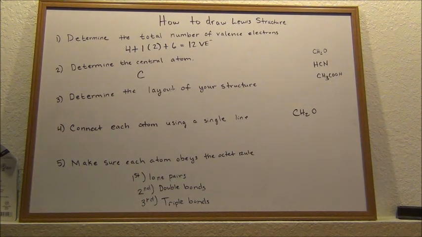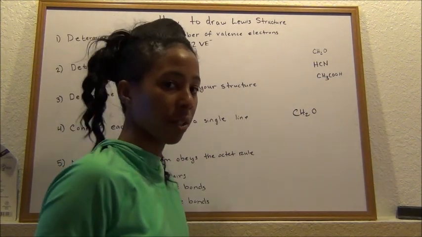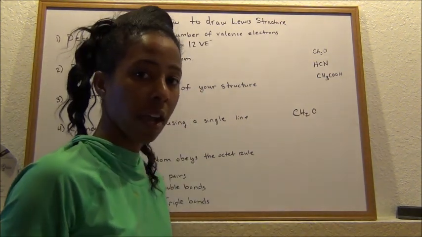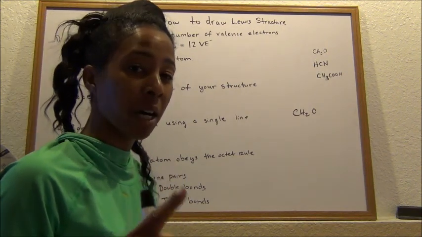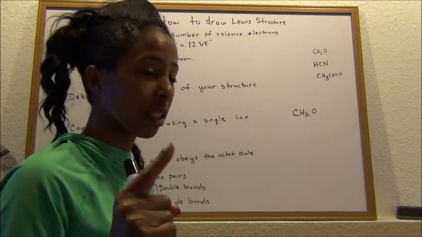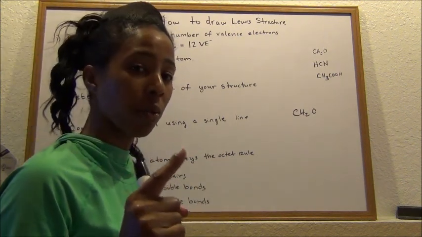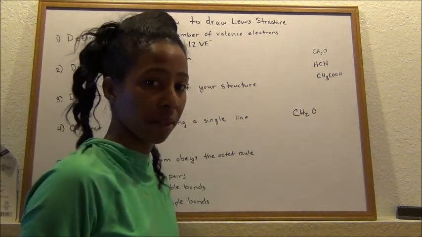Now I'm going to determine the layout of my structure. Well, carbon is next to hydrogen, and hydrogen is also next to oxygen. However, I know that hydrogen can only make 1 bond because it has 1 valence electron. So, since hydrogen can only make 1 bond, hydrogen must be bonded to my carbon.